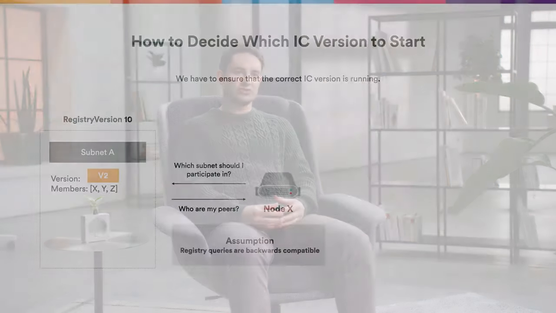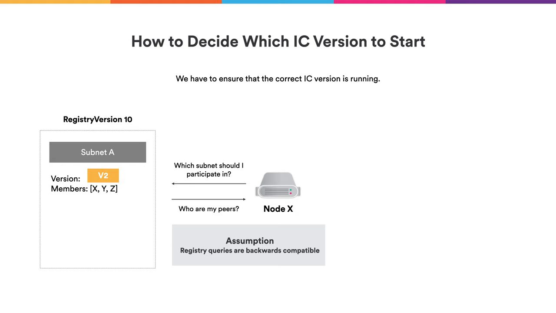In order for a node to decide which version it should be running, it first goes to the registry and finds out which subnetwork it should join. With that, it also finds out who the peers are. Note that this information doesn't have to be perfectly accurate. It can be slightly outdated. We just need to get a feeling for who our peers are. Then we go and ask all of them what the latest CUP is that they have been producing.